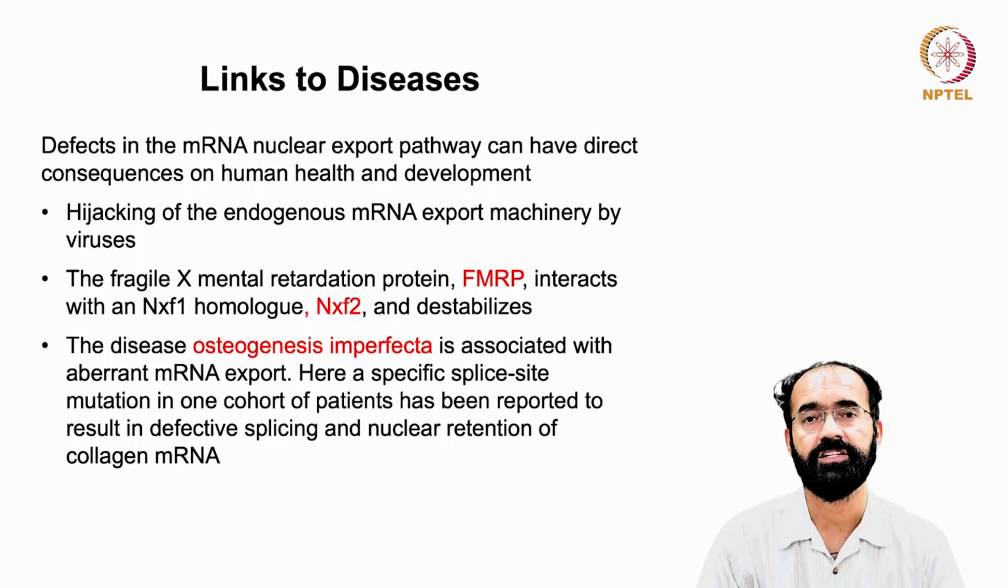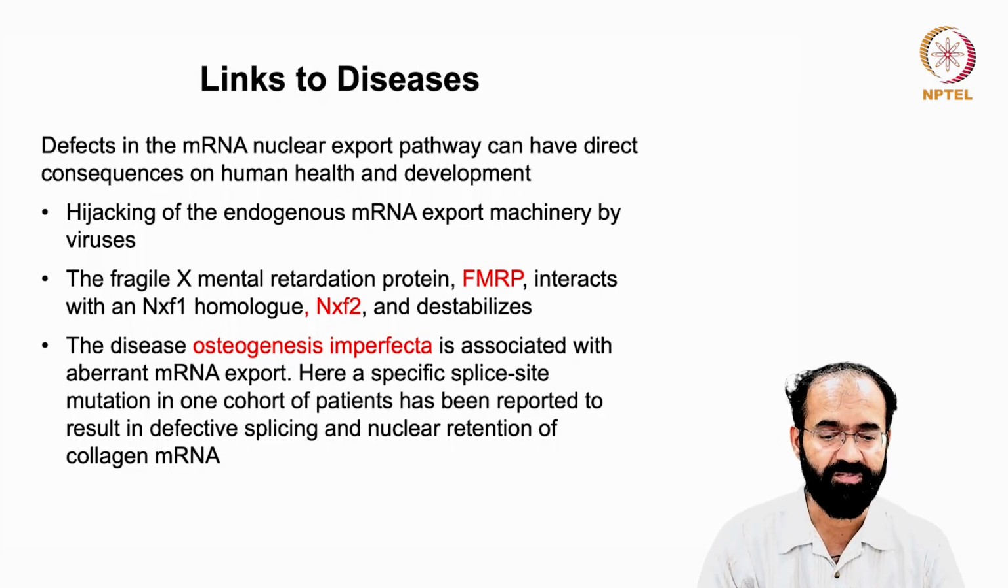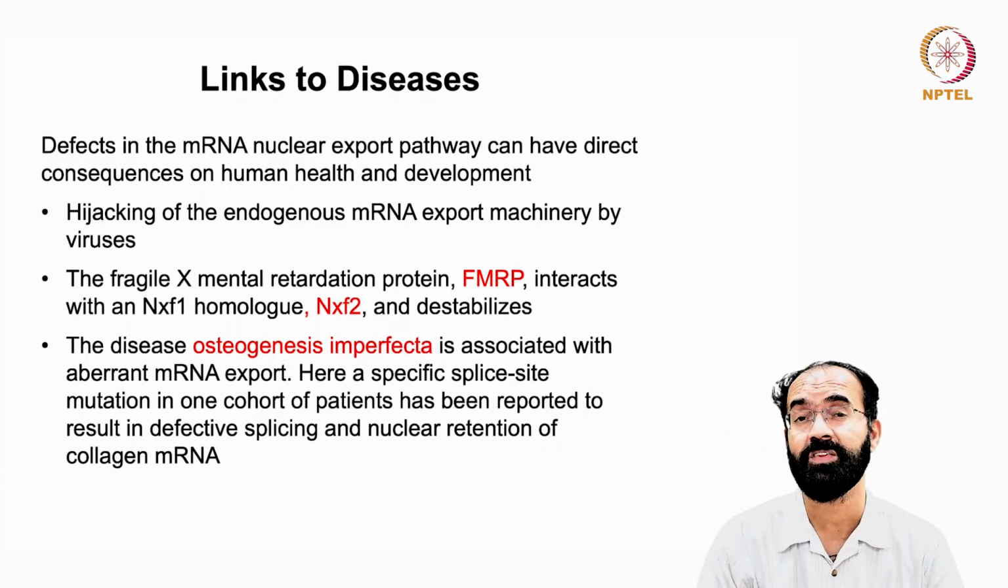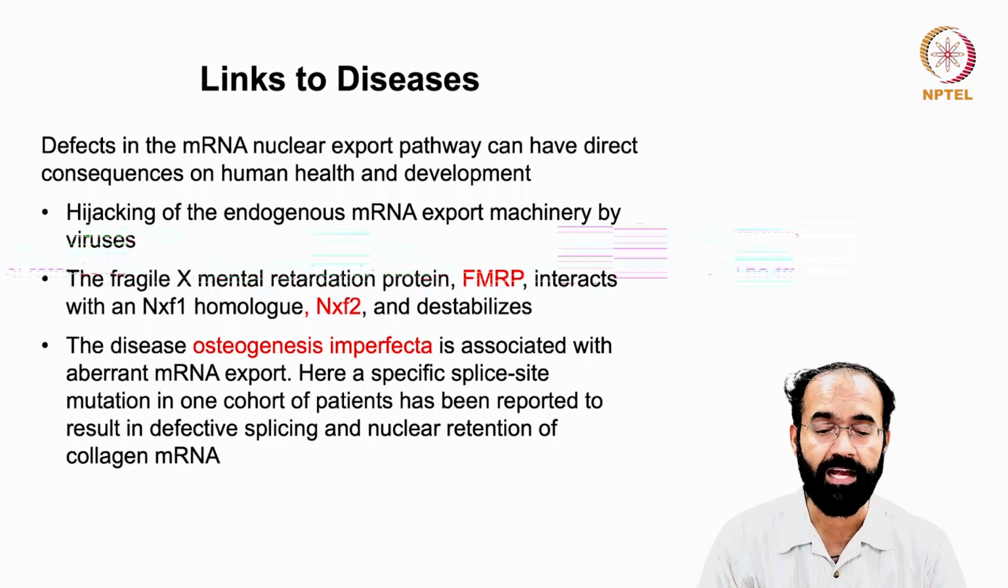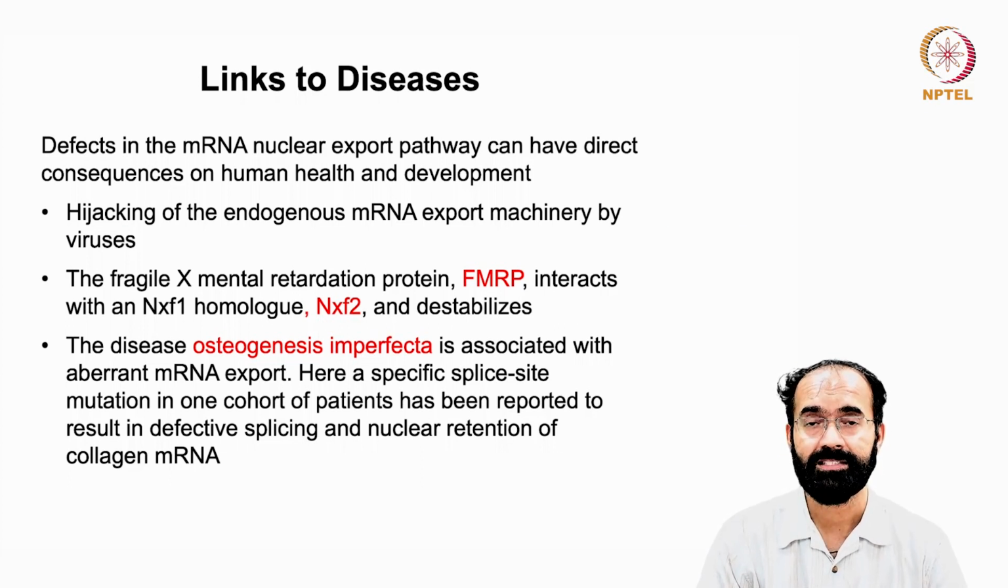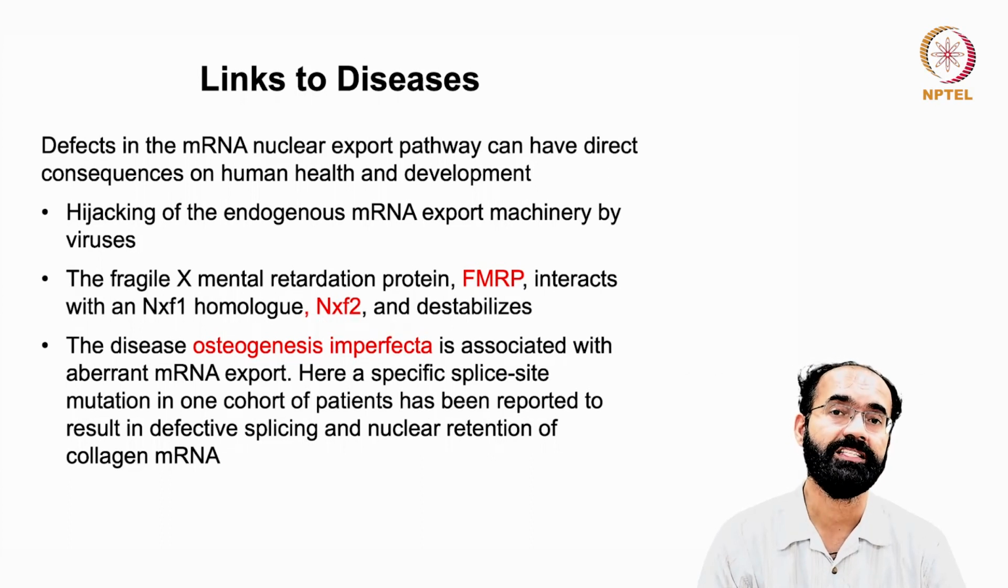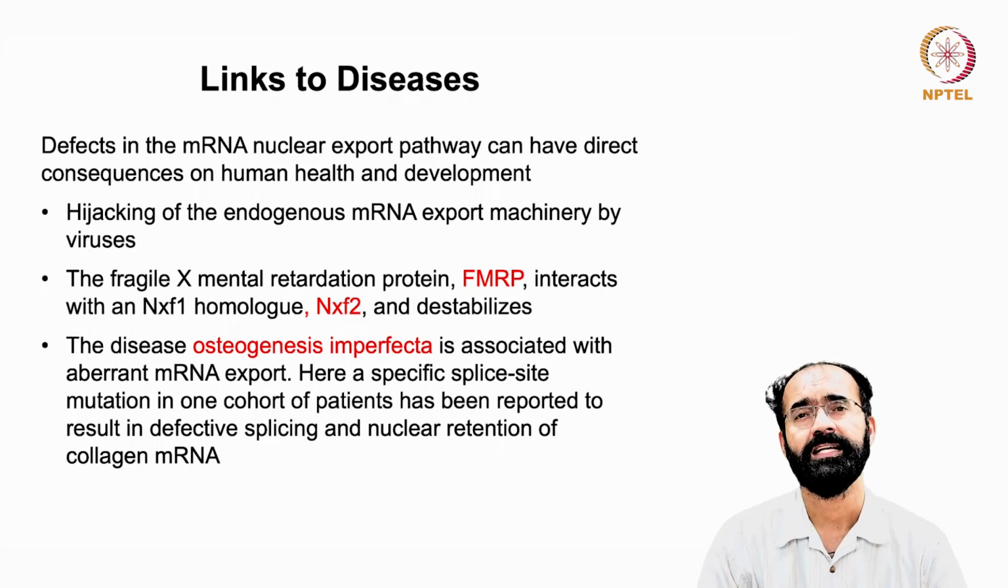So one such disease that comes, osteogenesis imperfecta, is due to a splicing defect, and the nuclear retention of the collagen mRNA happens. Because if there is a splicing defect, collagen RNA doesn't come to the cytoplasm, because it is retained. In a lot of patients it is reported that the collagen RNA is not coming to the cytoplasm, hence the collagen protein is not being formed effectively, and collagen is secreted out of the cell and it functions outside the cell.